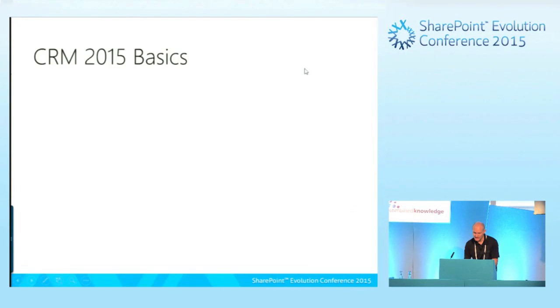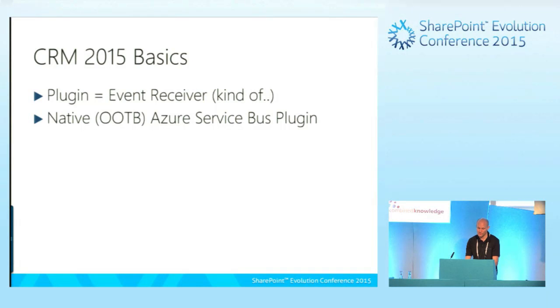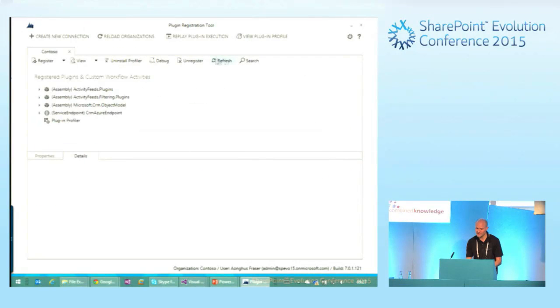So the next bit is, we saw the plugin is the kind of event receiver. If we go back to that tool, actually, what we can see is that you can register other plugins. So there is a native Azure plugin, which is what we've been configuring, but actually you could write your own plugin. You could write your own plugin in the same way as you write event receivers in SharePoint to connect with the Azure Service Bus. But actually we're happy enough with the way that the native one works because all we're doing is triggering updates based on updates of accounts or new accounts.